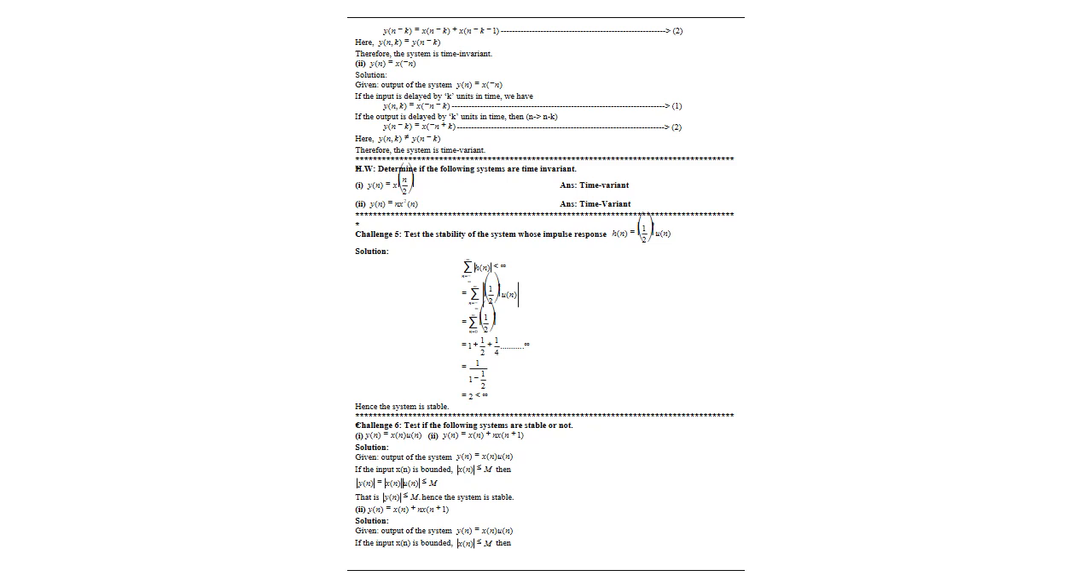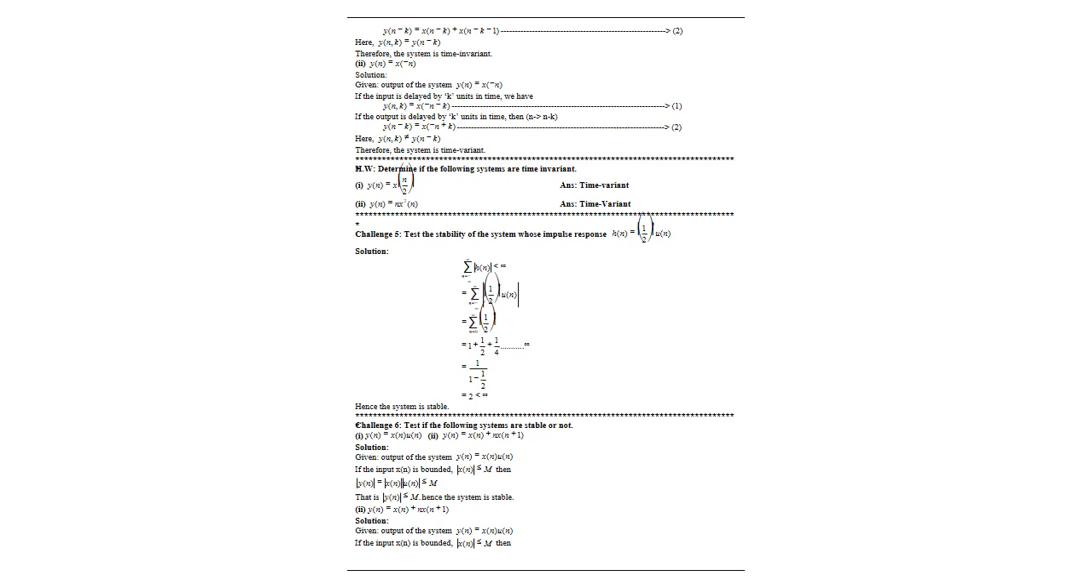Next we are going to see the problem: test if the following systems are stable or not. So y of n is equal to x of n u of n. That is, the input x of n is bounded, so modulus x of n is less than or equal to m. So y of n is modulus x of n into u of n. So the system is stable.